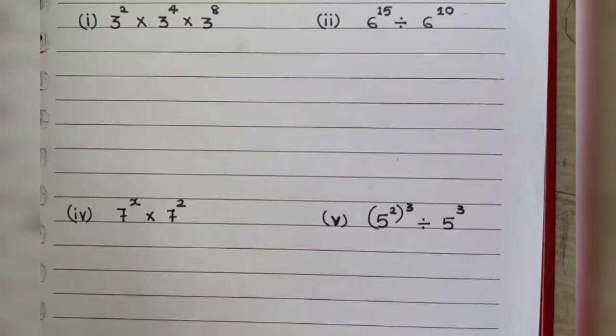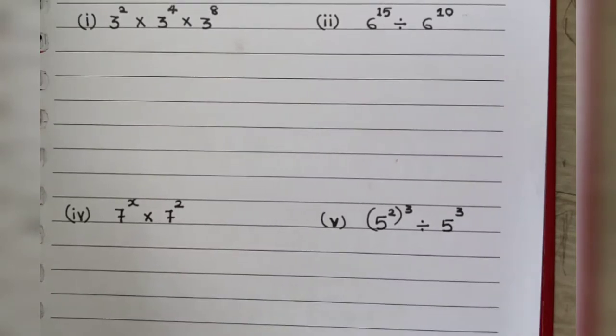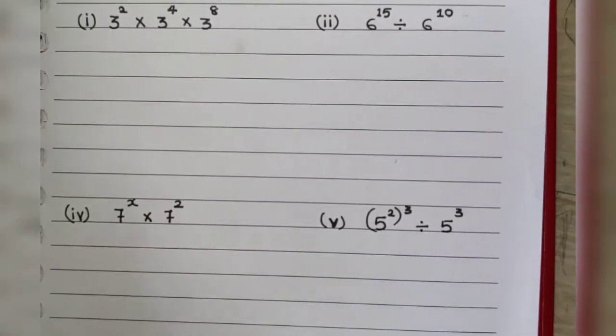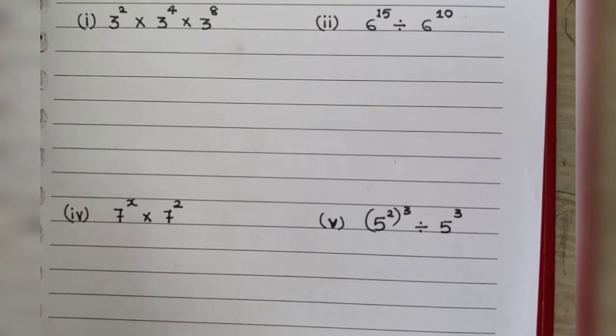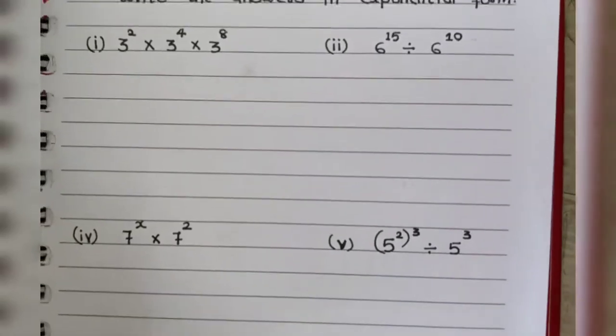One more law I explained to you regarding 0: if any base is there, any number or letter, but the power is 0, then the whole base with the power 0 turns to 1. These were all the laws which I explained to you. Now let us apply those laws here.